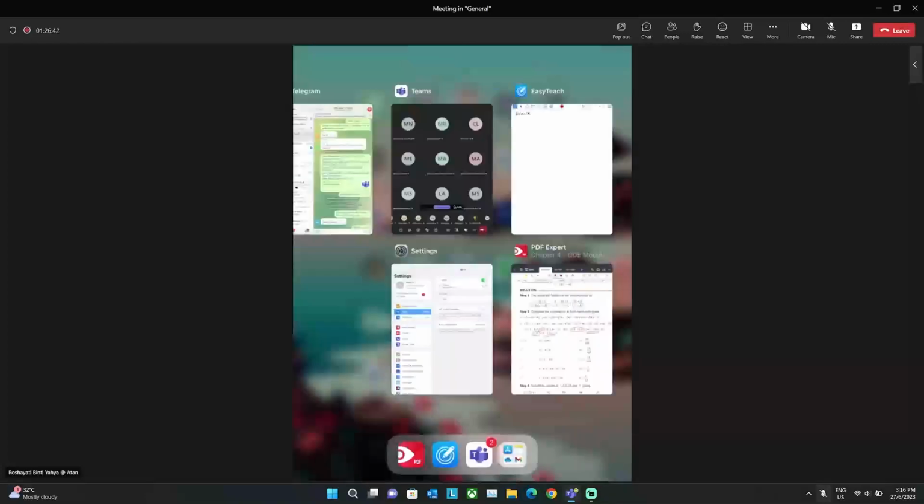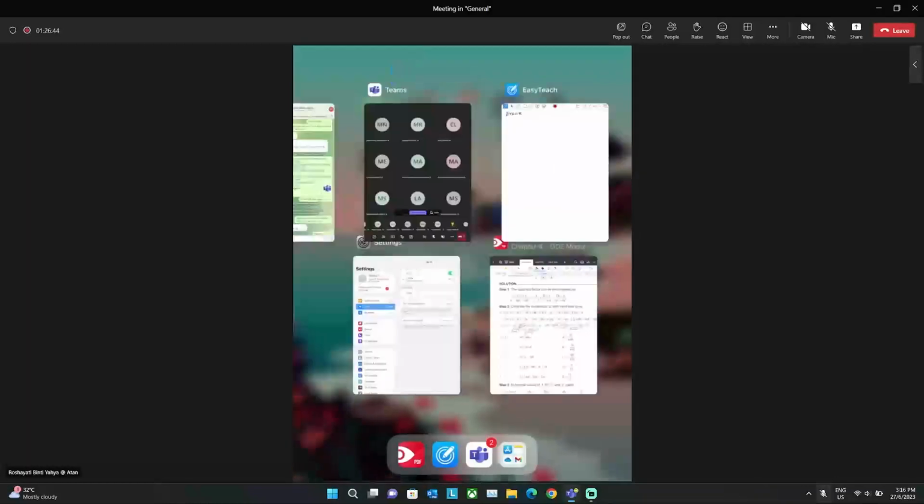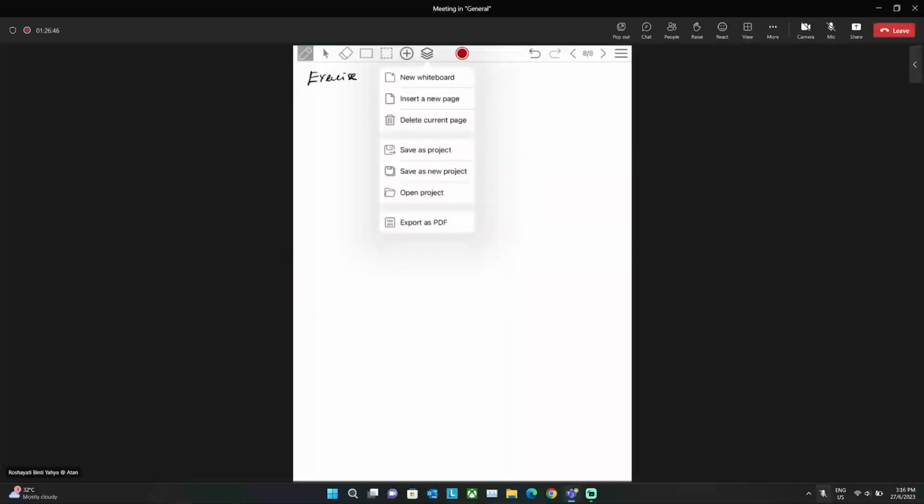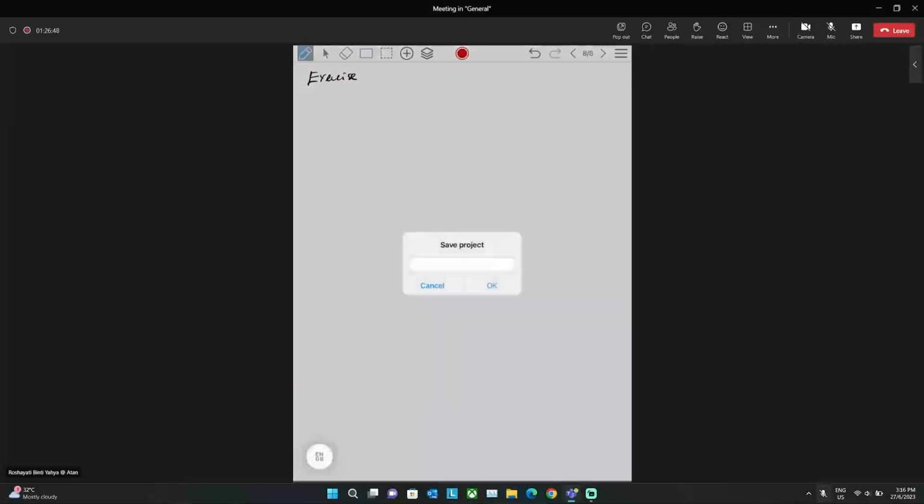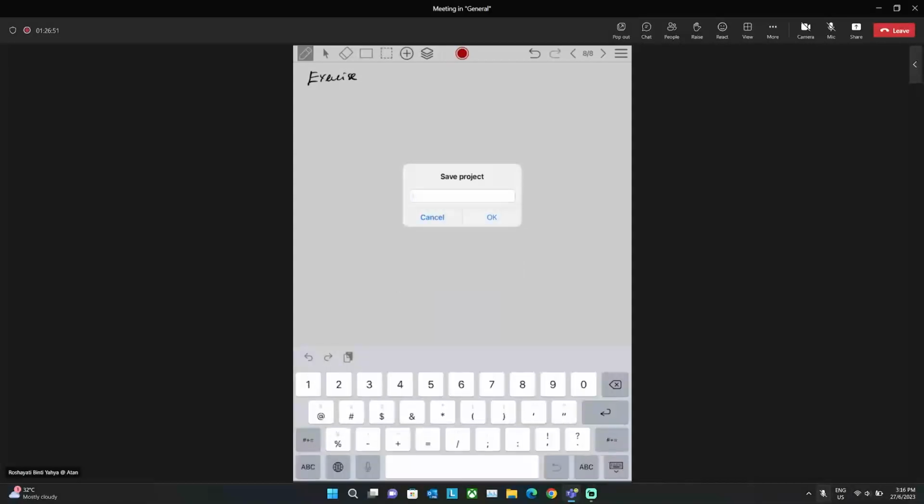Look at my battery berapa? 19. Okay, need to save it first. Today is 27.